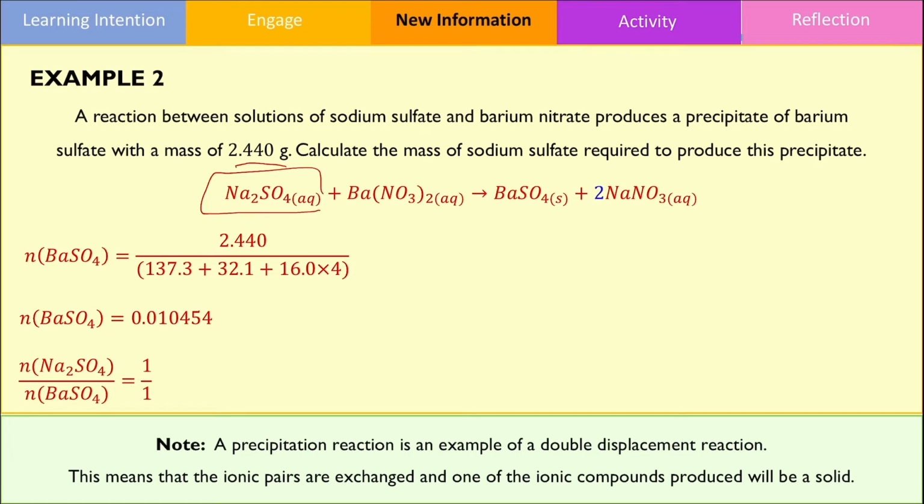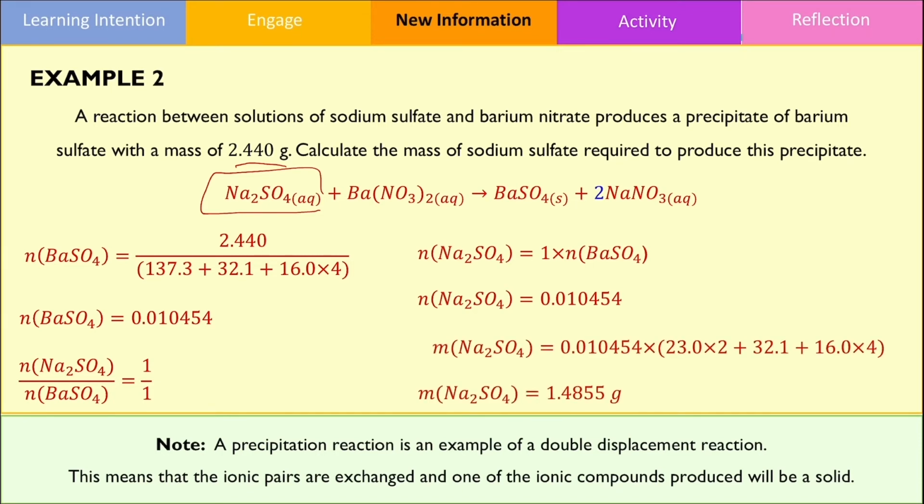Because the mole ratio is 1 to 1, the number of moles of sodium sulfate will also be identical to barium sulfate. From here, I can now calculate the mass by multiplying it by its molar mass. This will give me an answer of 1.4855 grams. However, because the question has 4 significant figures, I'm going to need to change my answer accordingly. So therefore, our final answer is going to be 1.486 grams.